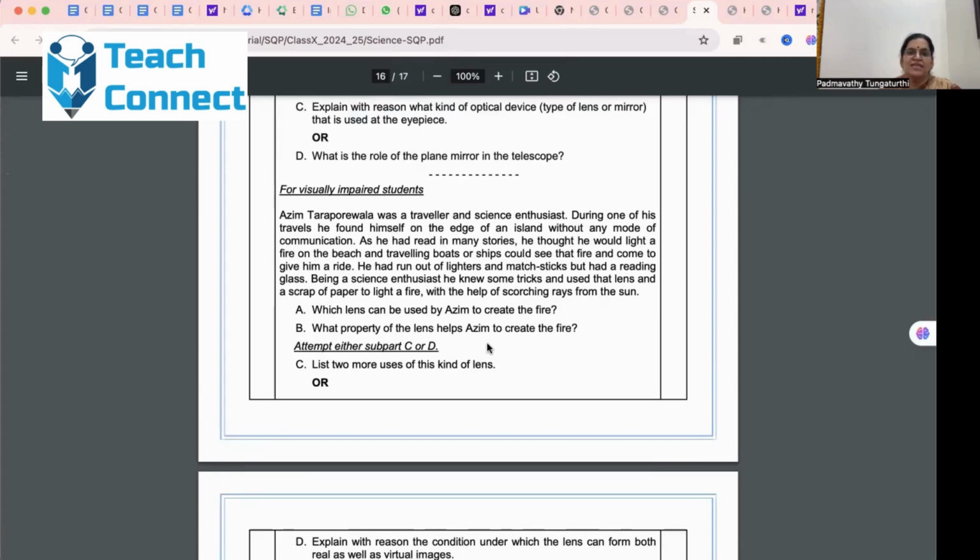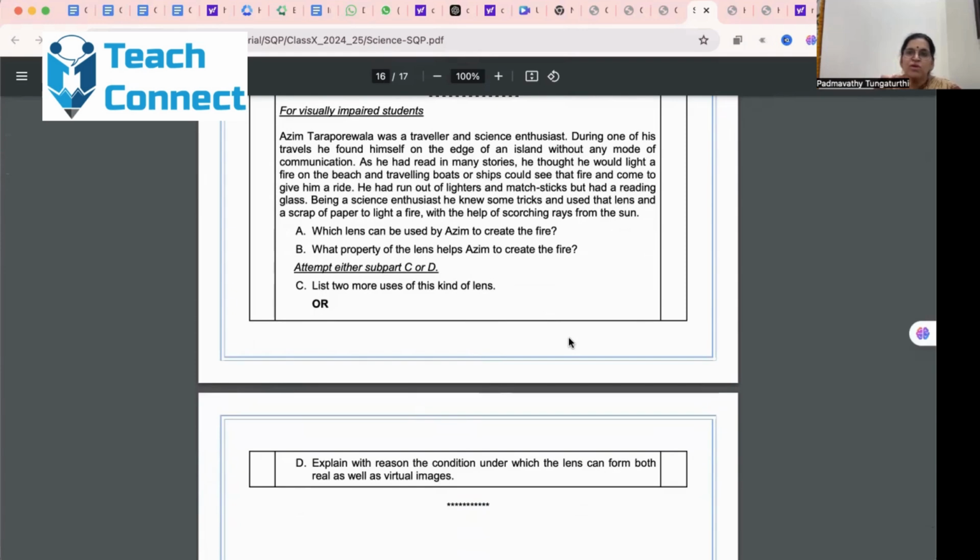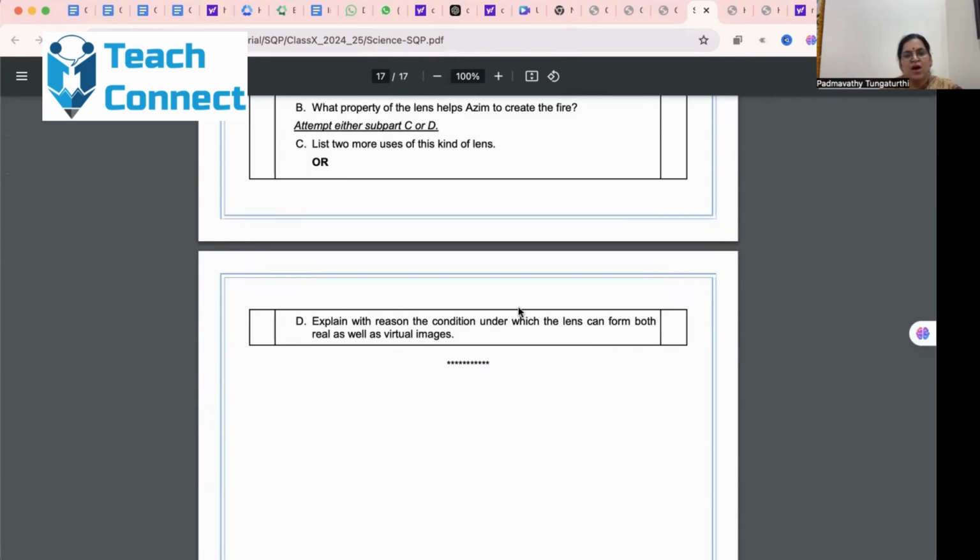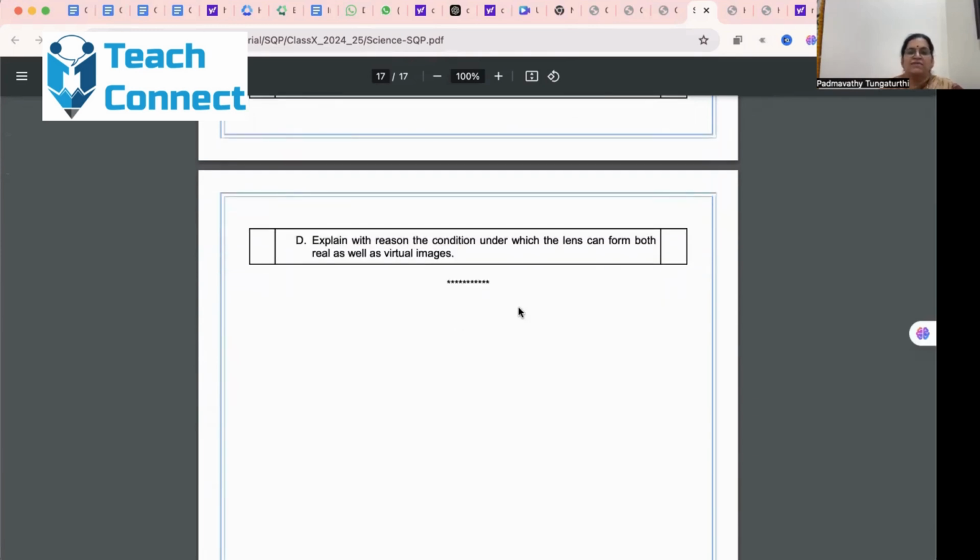There are scorching rays from the sun. Does the student know that the parallel rays focus at a particular point? They are very powerful and can ignite fire. What's the reason? Under which condition can this form both real as well as virtual images? The teacher must have done this experiment in the lab.